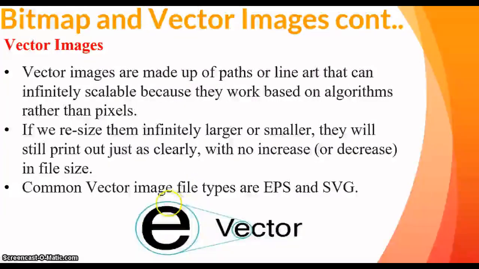For example, in this figure, the vector E is expanded. It looks more clear because vector images are based on algorithms rather than pixels. The most commonly used vector image file types are EPS, that is Encapsulated PostScript, and SVG, that is Scalable Vector Graphics.